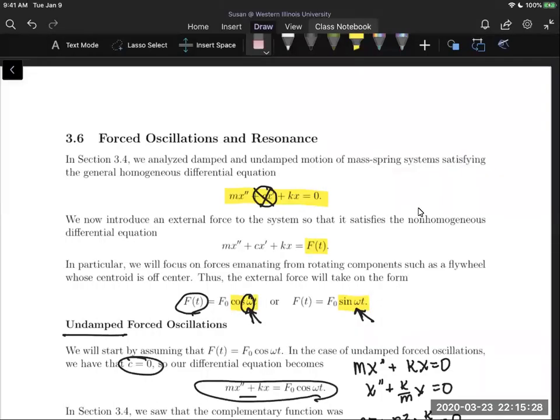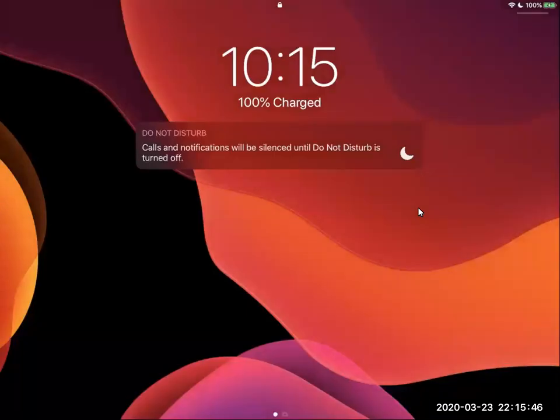This is going to be part 2 of section 3.6, forced oscillations and resonance. In a previous video, we analyzed undamped motion of spring mass systems where we had an external force, capital F of t. This is going to be part 2, forced oscillations with damped motion. So let's get started.